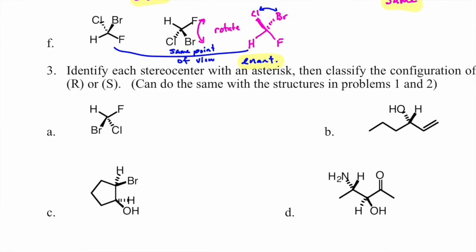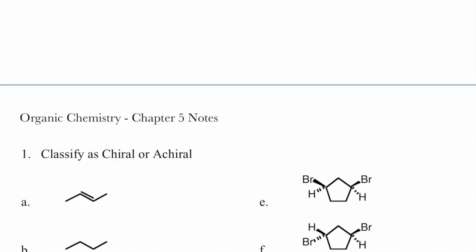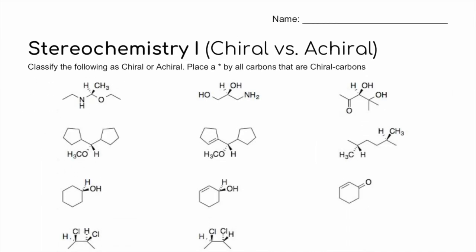We're going to skip this section for now. All right, so at this point, what I'd like you to do is start working on stereochemistry number 1 and see if you can identify, just with an asterisk or not, whether or not it is chiral or achiral. Let's take a look at stereochemistry 1. Pause this if not everybody has this out yet, and I just want to show you what we're doing with this.